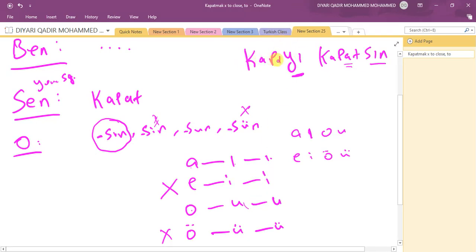Look, kapat, kapatsın. We have this a. Since we have a, this a or e changes to e. Kapıyı kapatsın. Look at this e. That's why we use e here.